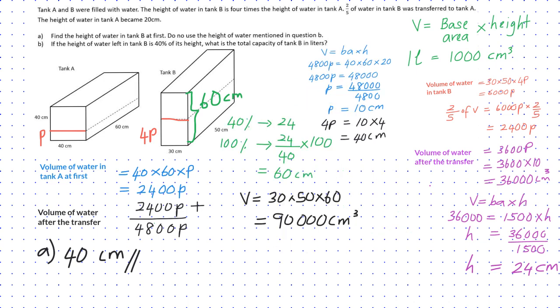We need to find the total capacity of tank B in liters. So if 1000 cubic centimeters is equal to 1 liter, then 90,000 cubic centimeters is equal to 90,000 divided by 1000, which is 90 liters. So the answer to question B is 90 liters.